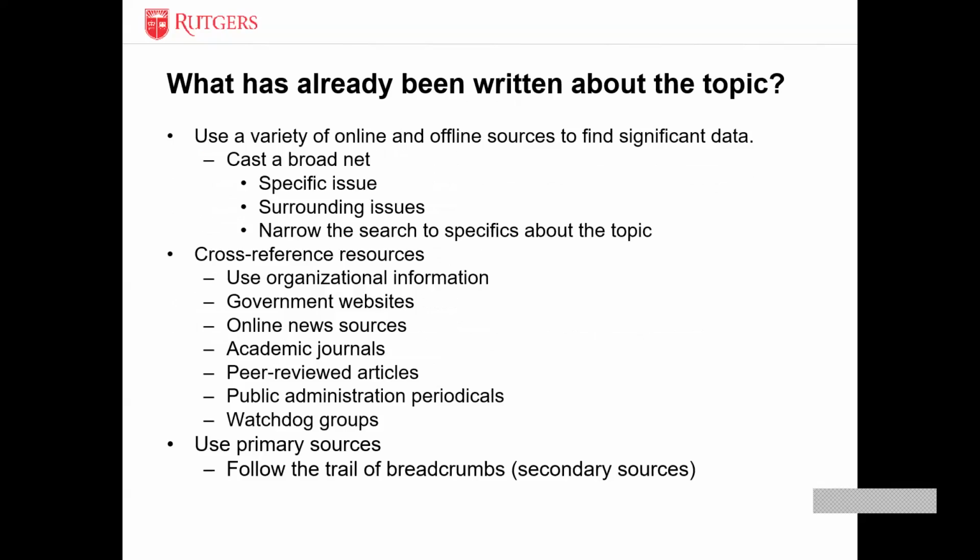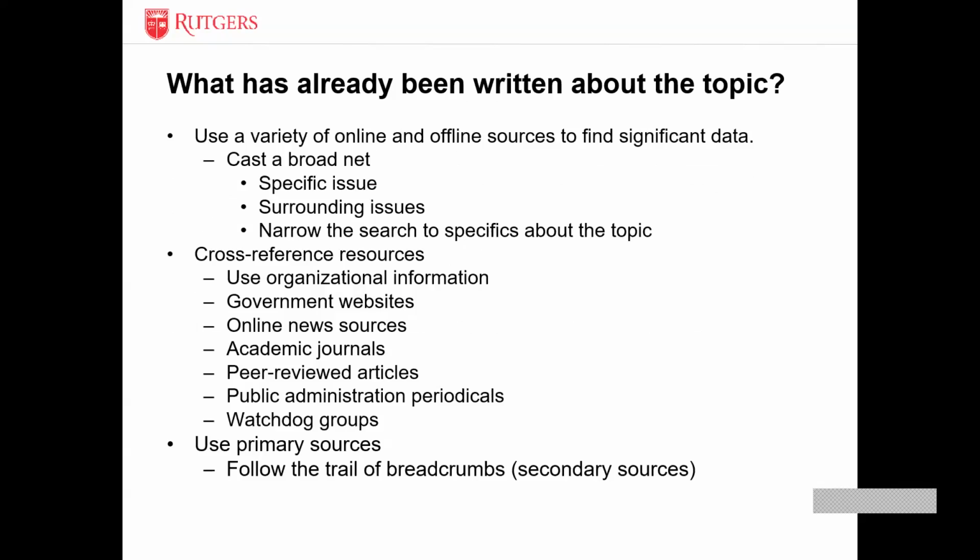Our next step is to find out what's already been written about the topic. So use a variety of online and offline sources for significant data. You want to cast a broad net ideally. You want to focus on your specific issue, but you also want to look at what surrounding issues are also impacted. Oftentimes in public administration, an issue that affects the city may also affect various departments at the same time.